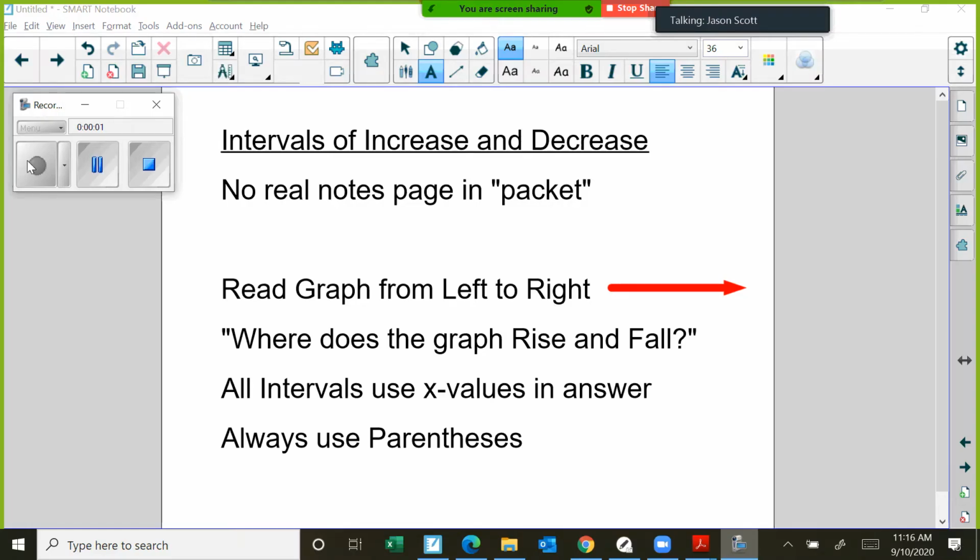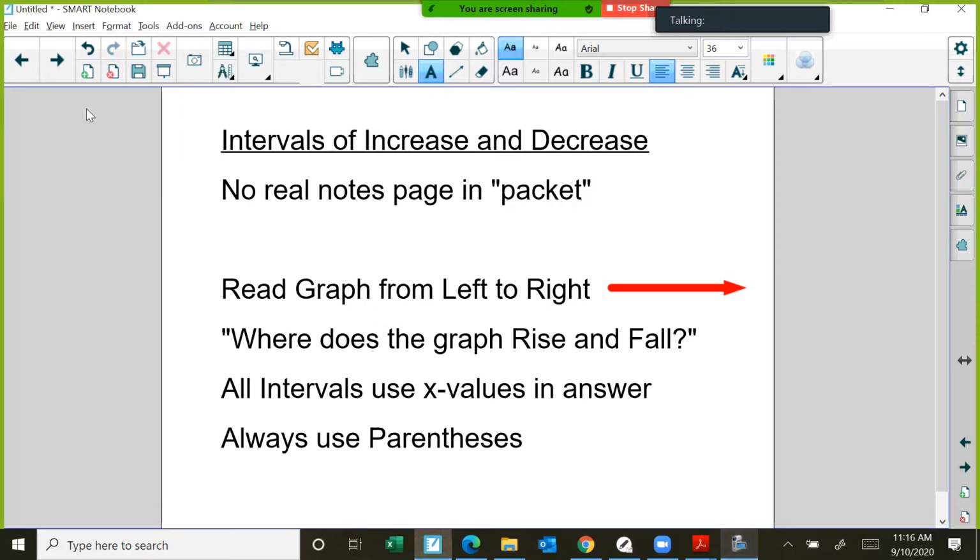So intervals of increasing and decreasing are where the graph is rising and falling. So what we have to do is read the graph from the left to the right. We read a graph from left to right because that's how our x values go from the smallest x value to the largest x value.